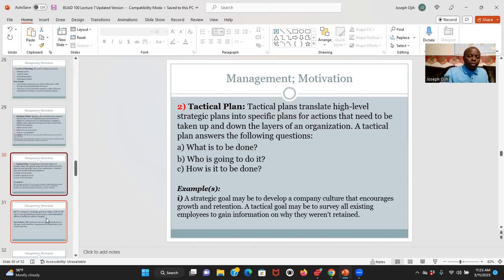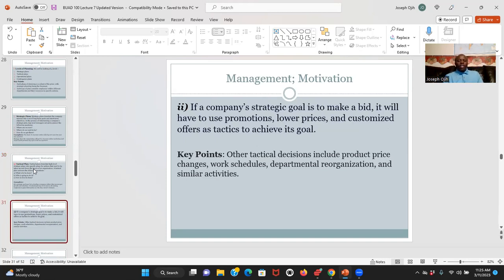I'll give you another example because usually examples help to understand this better. If a company's strategic goal is to make a bid, maybe a bid for contracts, the tactical plan will be how to do it. It will have to use promotions, lower prices, customized offers and tactics to achieve the goal. Okay.